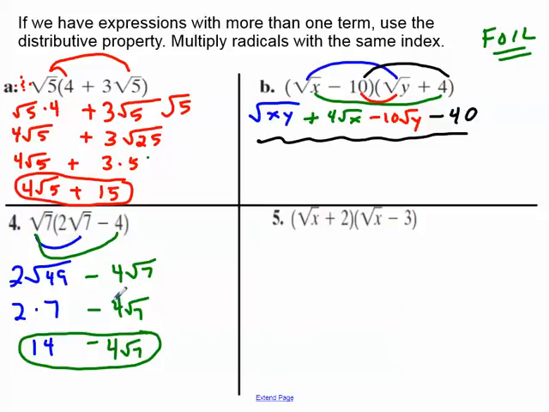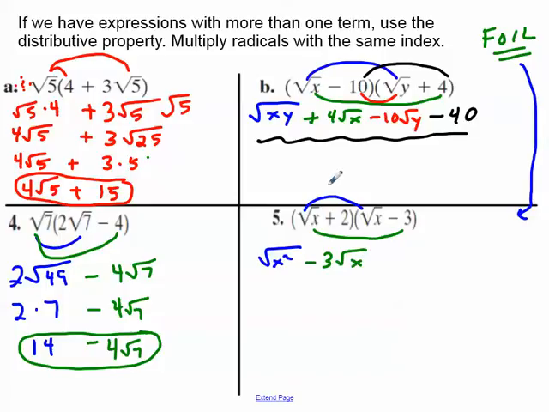All right, this guy over here, number 5, let's see what we can do. Again, we're going to FOIL this guy. I'm going to say my first multiplication is square root of x times square root of x, square root x squared. Outside terms, those guys. Positive times negative, negative. 3 times square root x, 3 square root x.